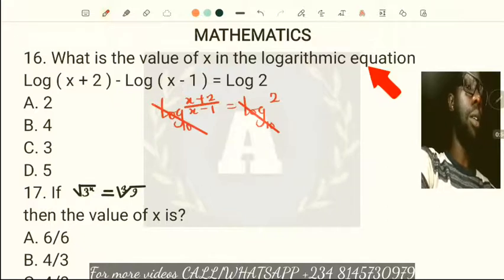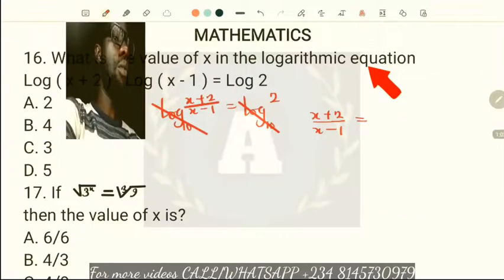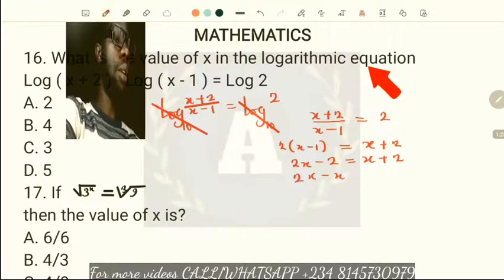Then what you are left with is x plus 2 over x minus 1 equal to 2. Then we can easily cross multiply here, and on cross multiplication you have 2 into the bracket of x minus 1 equals x plus 2. Then when you remove the bracket, you're going to have 2x minus 2 equals x plus 2. Then you can collect like terms. You have 2x minus x equal to 2 plus 2, and therefore x will be equal to 4.